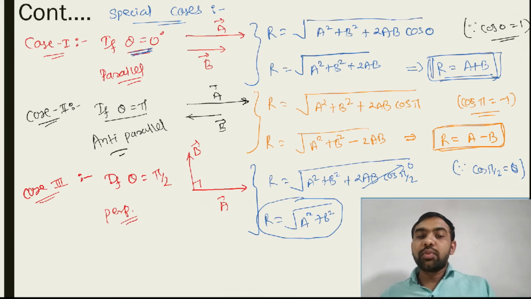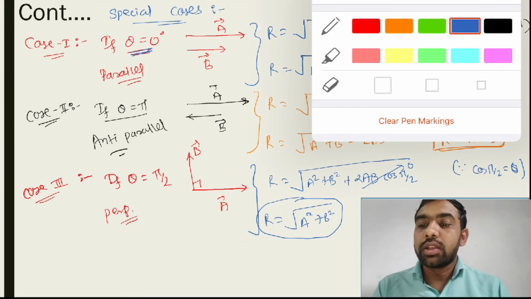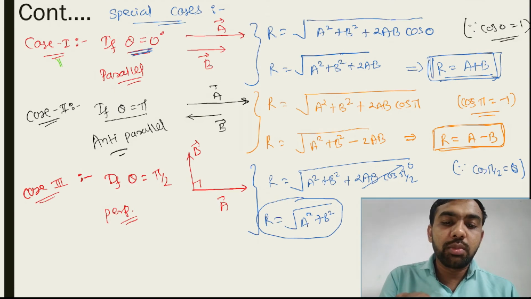So that is the three special cases. Out of these three, which resultant has the maximum magnitude? Case 1 has a plus b. So this one represents the maximum.